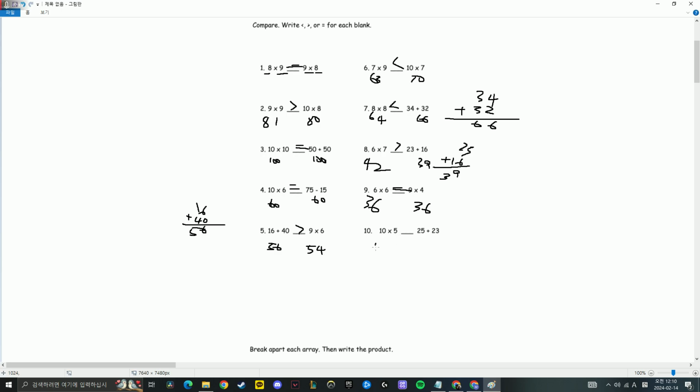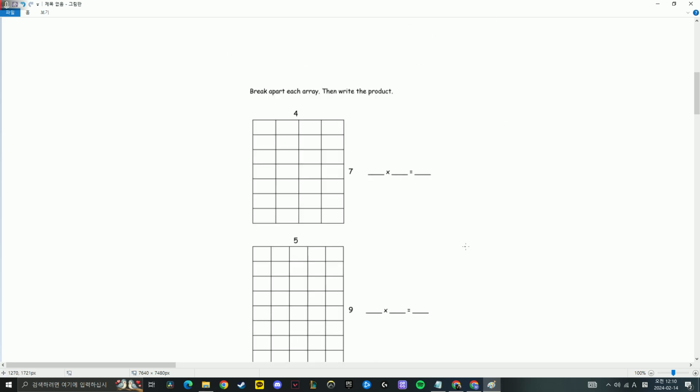10 times 5 is just 5 tens, which is 50, and 25 plus 23 is 48, and 50 is greater than 48.